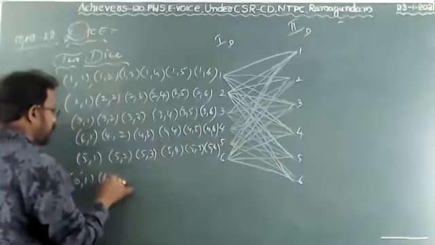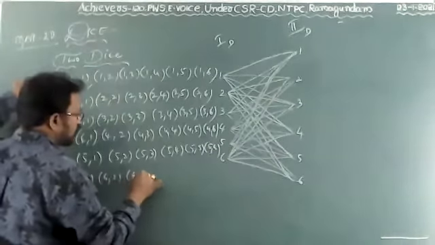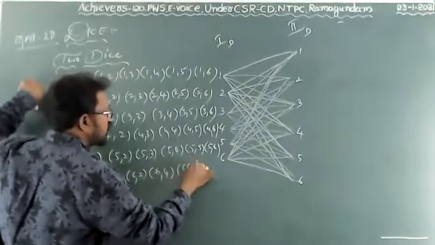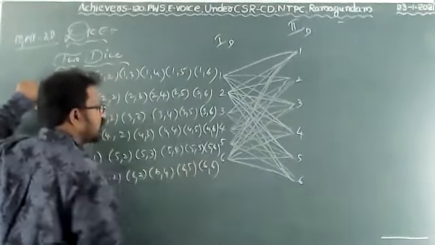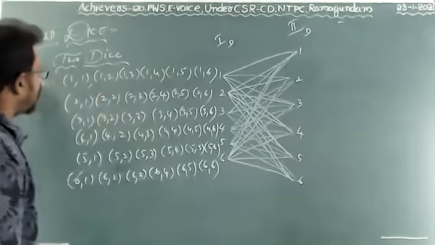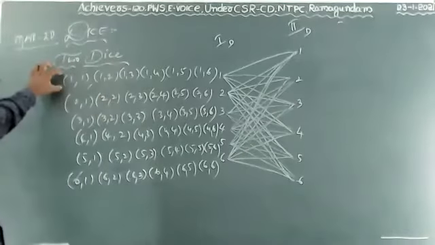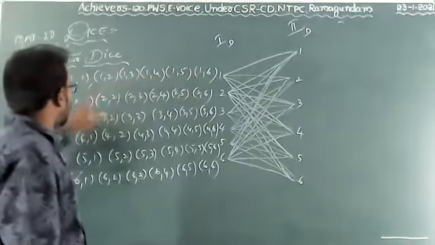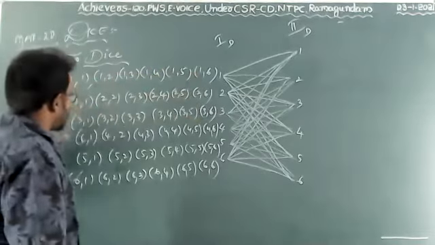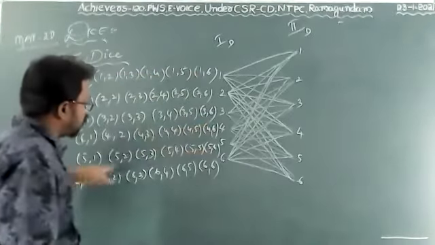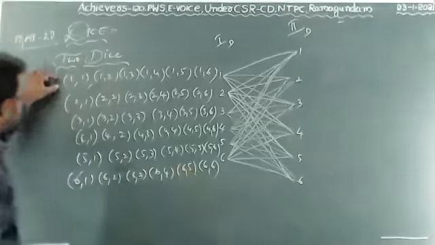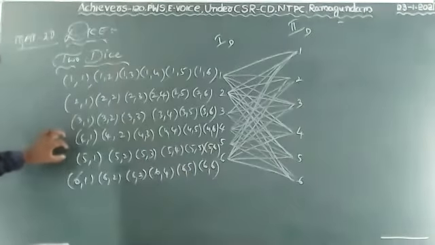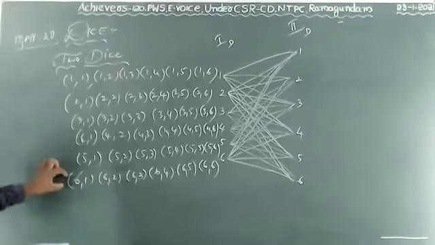5, 5. 5, 6. 6, 1. 6, 4. 6, 5. And 6, 6. So these are, from top to bottom, 1, 2, 3, 4, 5, 6. One more 6, one more 6, one more 6. All together 6, 12, 18, 24, 30, 36.